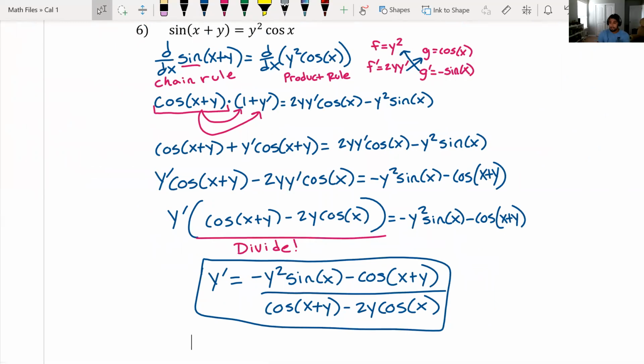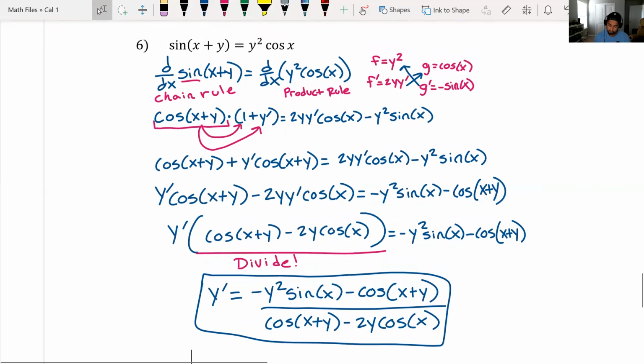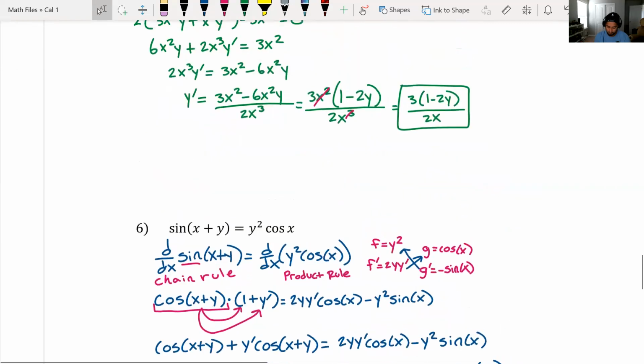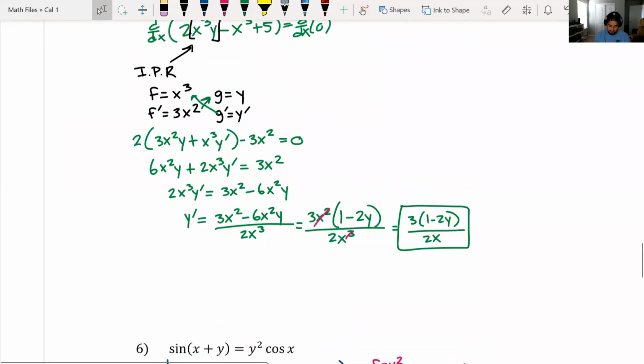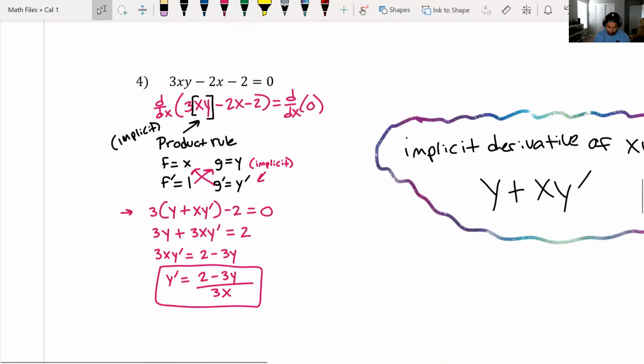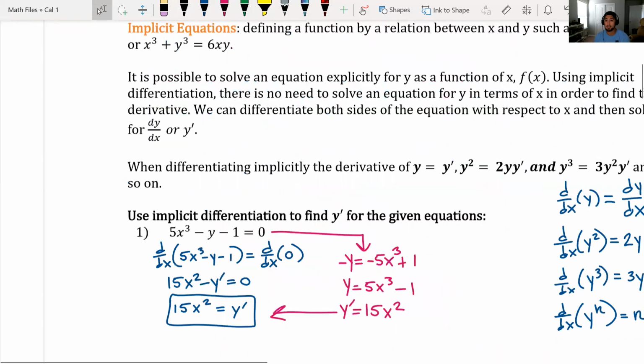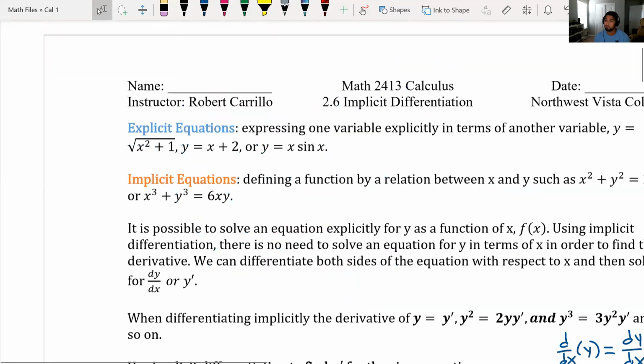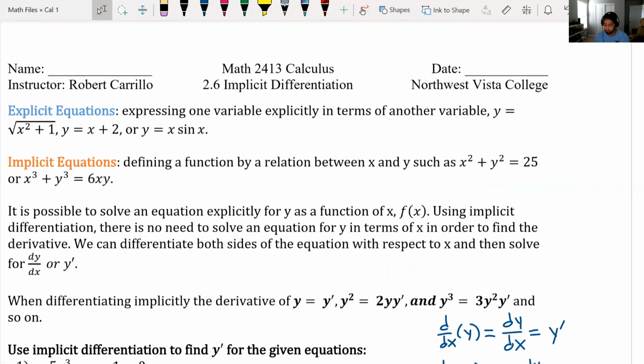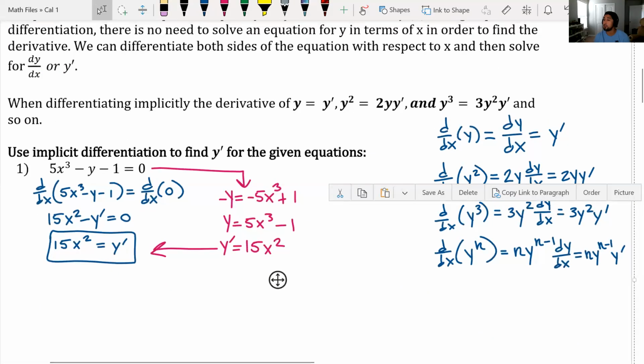So take it slow. Know what rules you're going to use. Is it a chain rule? Is it a product rule? Is it a product or quotient within a chain? Just know how to use all the rules together. And that is implicit derivatives. That's it. Nothing else to it. Use dy over dx if you like, or y prime. But done.